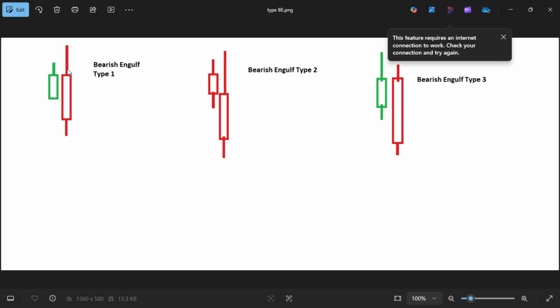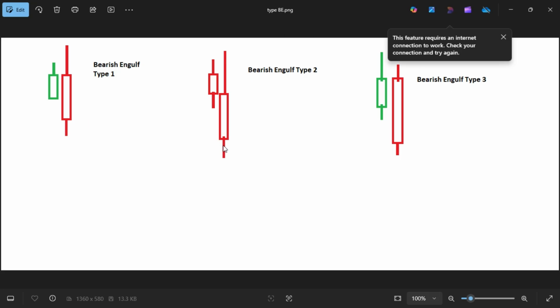you can see that the red candlestick and the shadow of the red candlestick, this upper shadow, is longer than this shadow of the bullish candlestick, meaning it has engulfed the shadow, and also the body engulfs the whole candlestick. This is type 1. The shadow of the red Marubozu has to be higher than the previous candle in type 1.